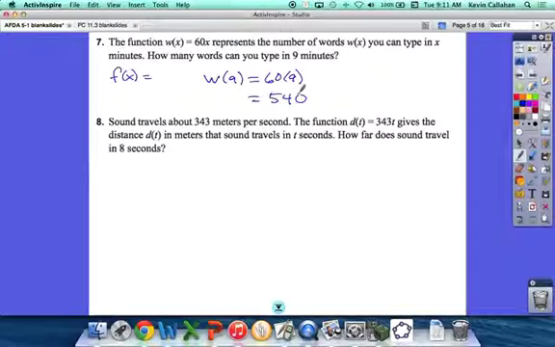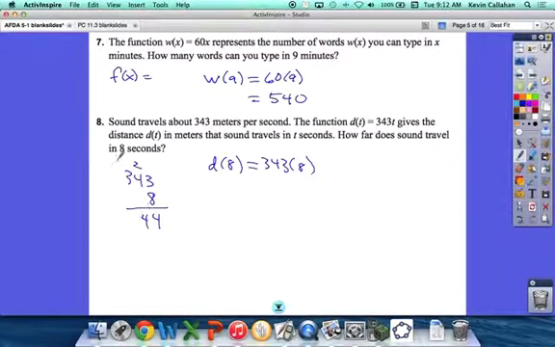Sound travels 343 meters per second, right? The function d of t equals 343t gives the distance in meters that sound travels in t seconds. How far does it travel in 8 seconds? Okay, plug 8 in for t. That's like saying find d of 8, which is 343 times 8. Now that we probably need to do off to the side, right? 8 times 4 is 32, plus 2 is 34. 8 times 3 is 24, plus 3 is 27. 2, 7, 4, 4.